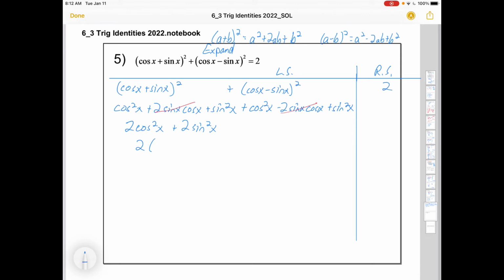So we can take out a common factor of 2 here and recognize that what we're left with is sine squared plus cos squared, which is the Pythagorean identity. This here is just 1. So we have 2 times 1, or just 2. Left side equals right side. Expansion helped us find those like terms, and clearly the number 2 is easier than the expression that we started with.